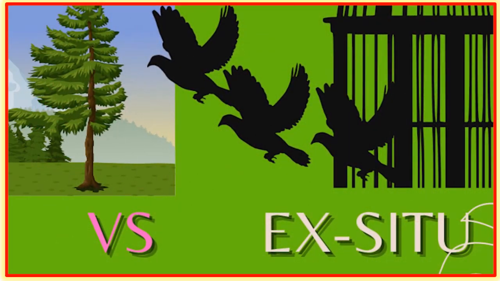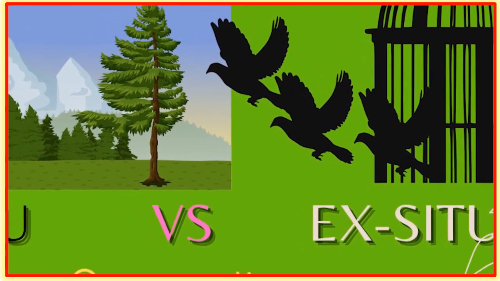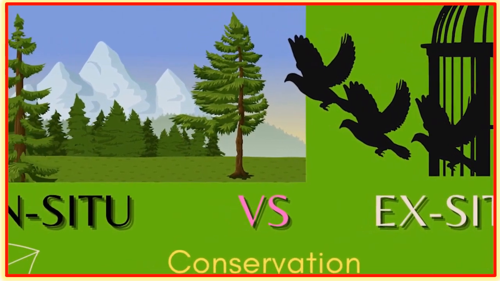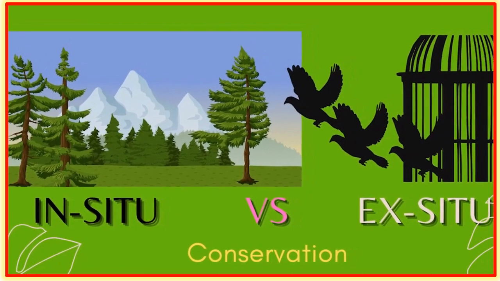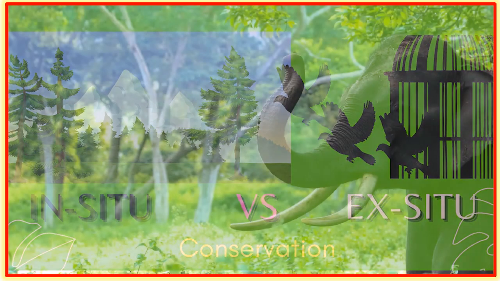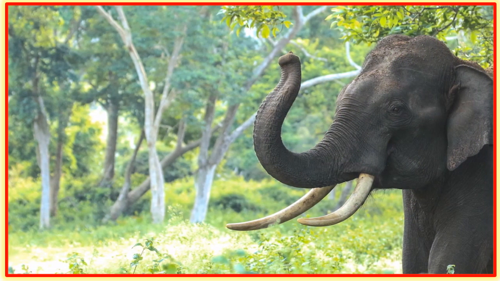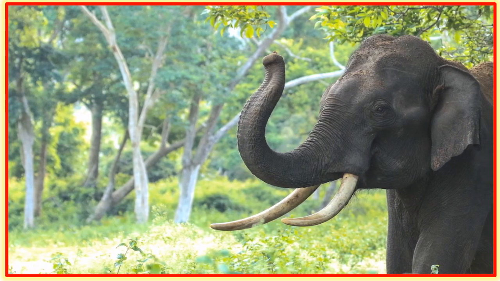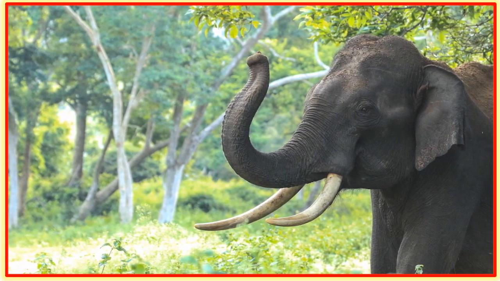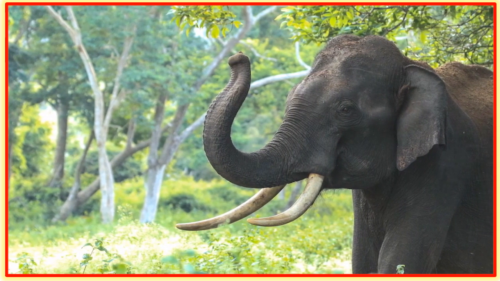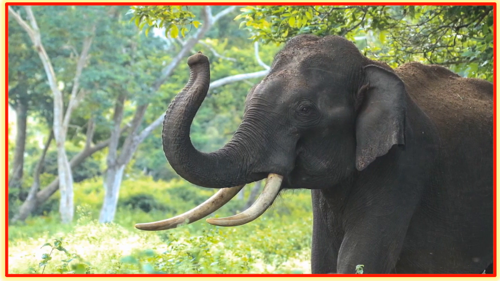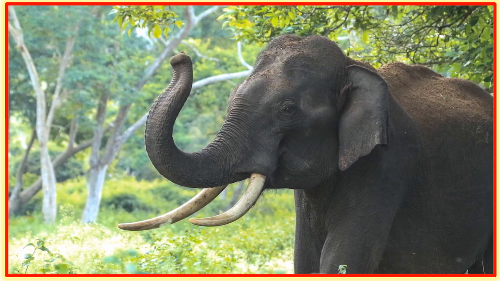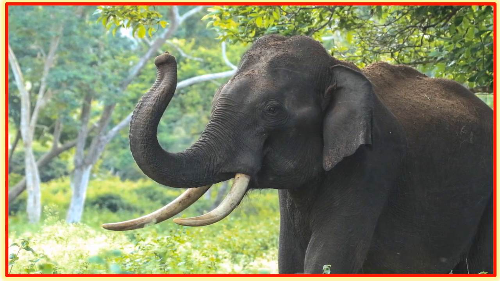Situ and ex situ conservation as well. So today let's study the difference between in situ and ex situ conservation. Let's go on. Okay, in situ conservation means the conservation of biological resources. Here biological resources means plants and animals. So conserving those biological resources in their own natural environment, in their own original habitat, is called in situ conservation.